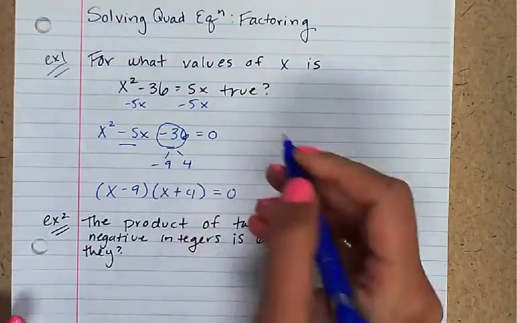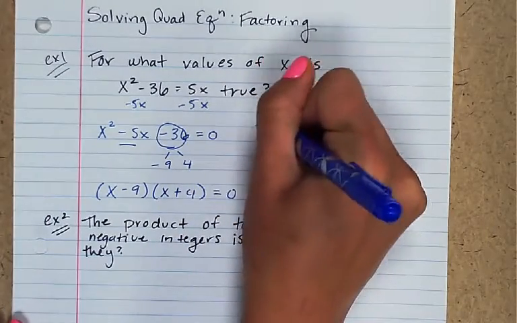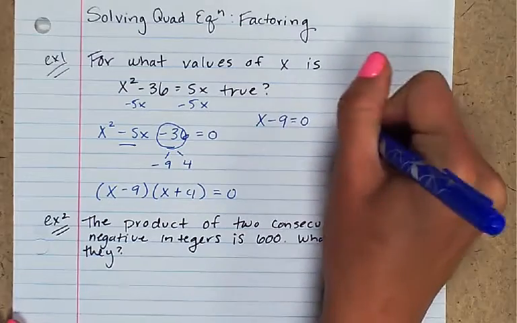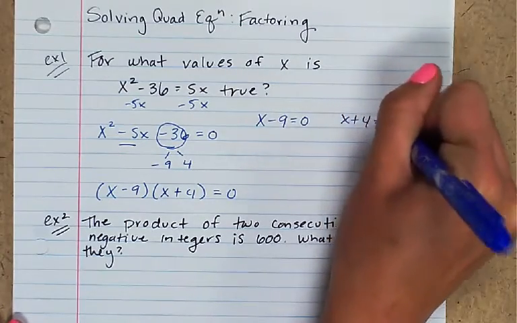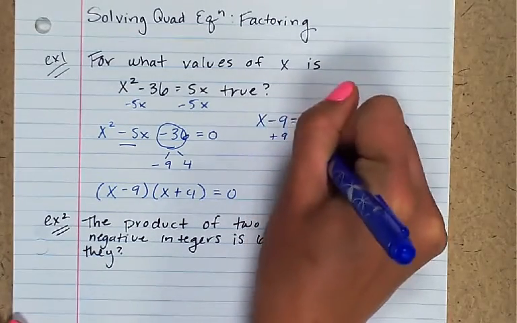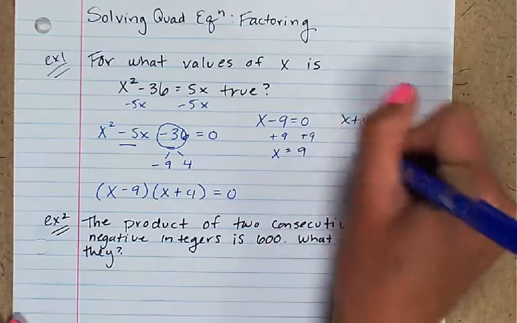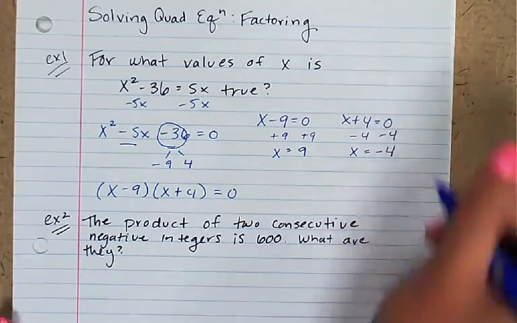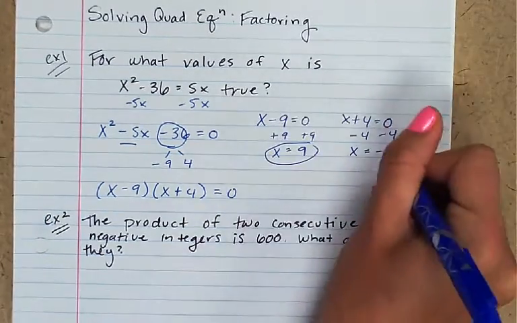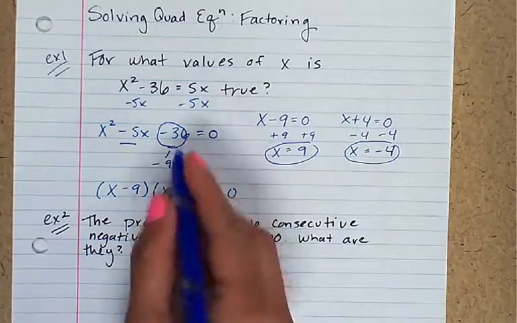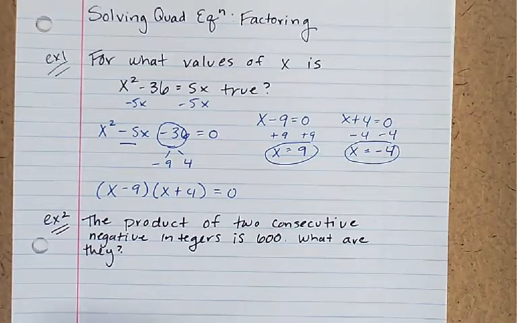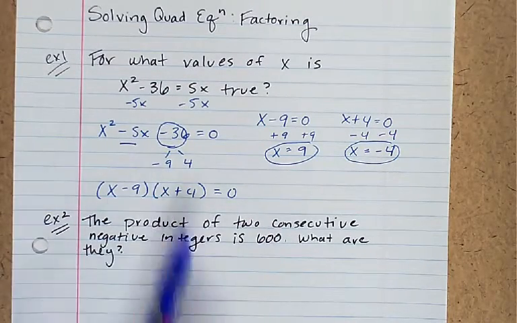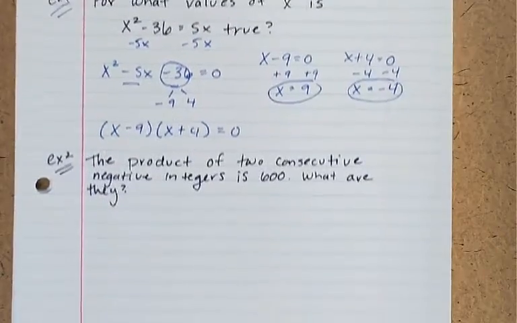So again, we're not done yet. We have to set each of these equal to 0. Either x minus 9 is 0 or x plus 4 is 0. So our solutions are 9 and negative 4. Those are the values of x that make this equation true. So you could plug it back in and check your work if you would like.